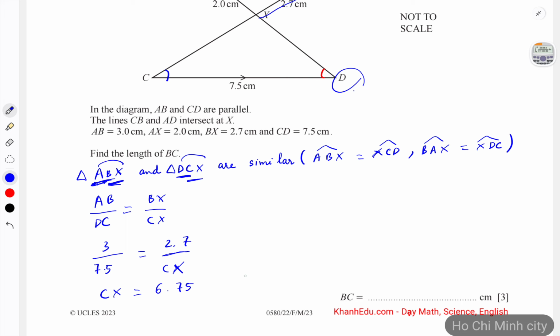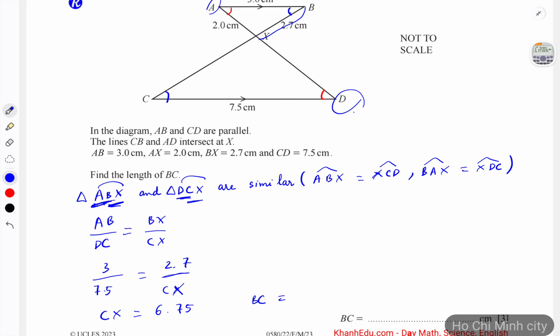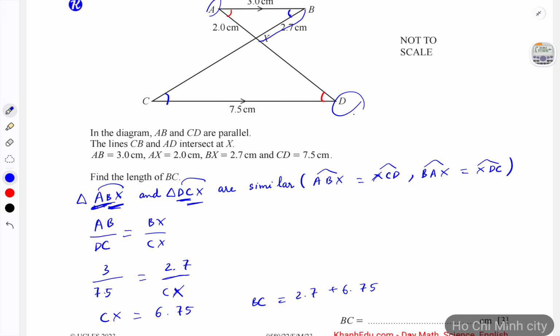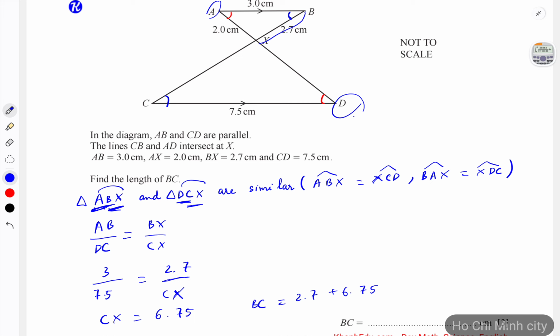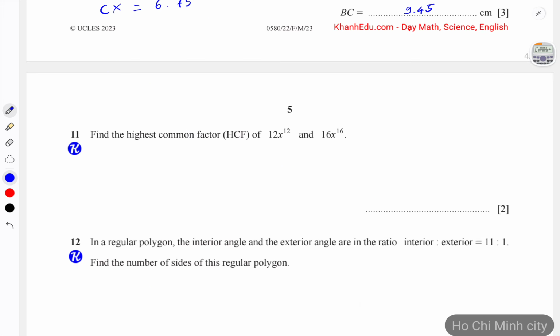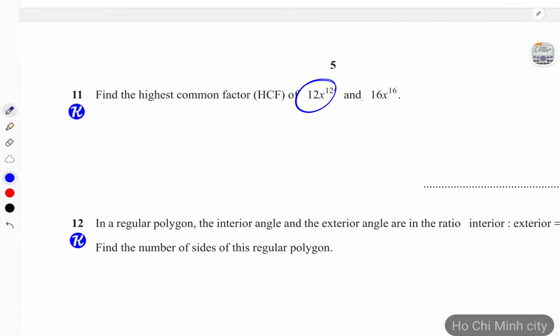So we have BC is BX plus CX, which is 2.7 plus 6.75. All right, so 2.7 plus 6.75. So the answer is 9.45.